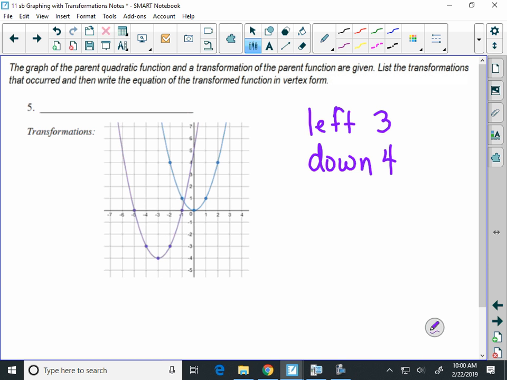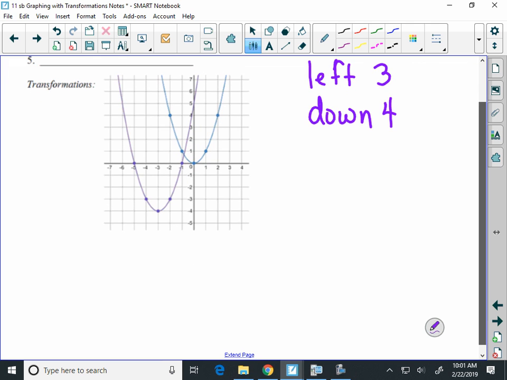And as we take a closer look at this, it doesn't look like anything else happened. We definitely did not reflect the graph over the x-axis, because our quadratic, our purple graph, would be upside down, and it's not. And we've been focusing on the vertical stretch and compress. And one thing that you can use to tell if there's a vertical stretch or compress is knowing the pattern of the function.